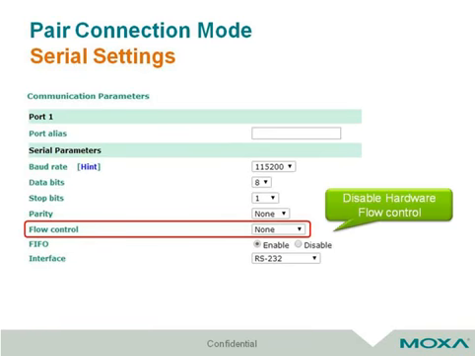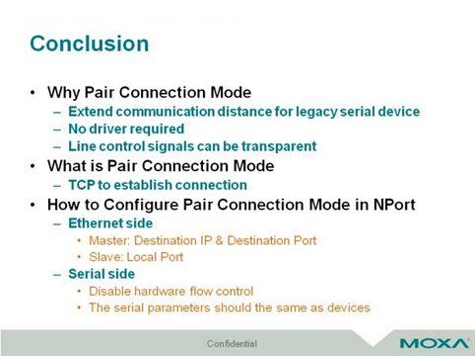For the serial side, the serial parameters should be the same as the serial devices. If you want to transmit line control signals, the hardware flow control should be disabled. The configuration is quite simple, isn't it? This is my last slide. I will recap all of the points for the course.